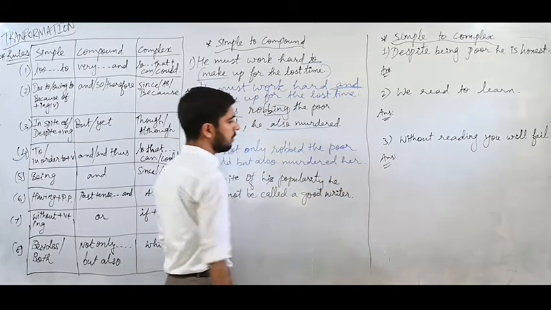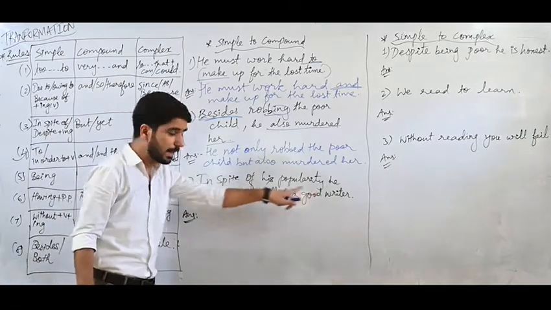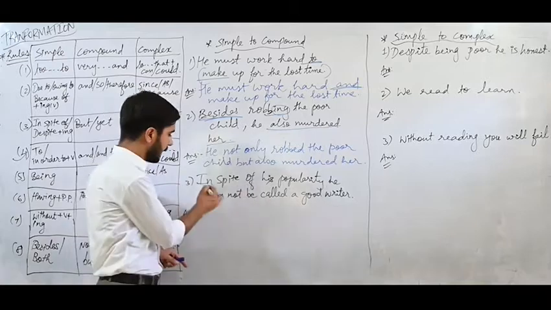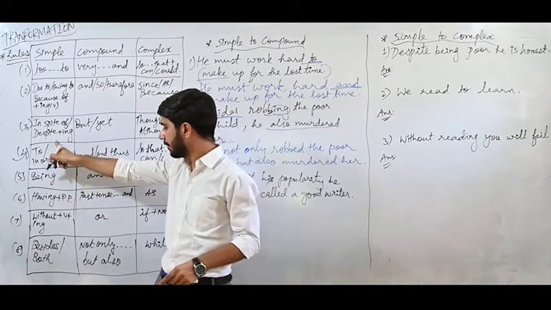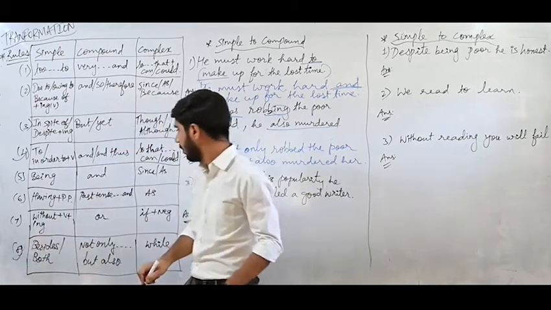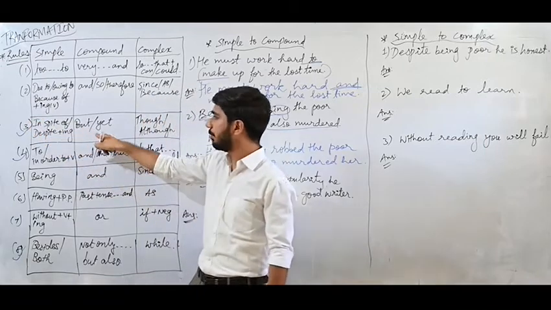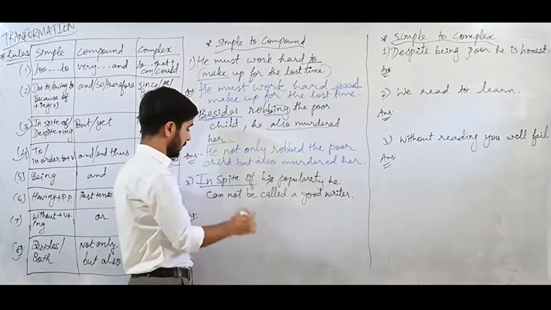This is how you change from simple to compound. Next, third example: In spite of his popularity, he cannot be called a good writer. So I can see the word in spite of. When in spite of is given, you have to follow rule number 3. See, this one we have done right now. Now when in spite of is given, we have to follow this rule, and in compound we have to use but or yet. You can use either one, whichever you like. So let us use but.